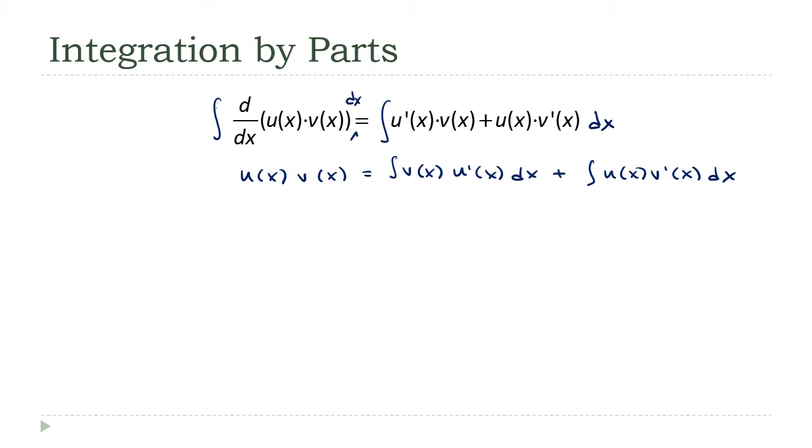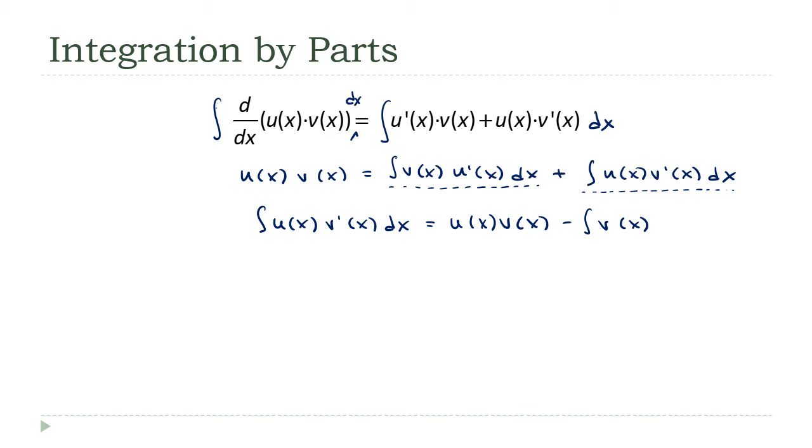All right, so now I'm going to take this formula. Remember, we're looking for a formula for an integral, right? So I'm going to solve it for the far right-hand integral, by subtracting this integral from both sides. And if I do that, this becomes the integral of u of x v prime of x dx equals u of x v of x minus the integral of v of x u prime of x dx.